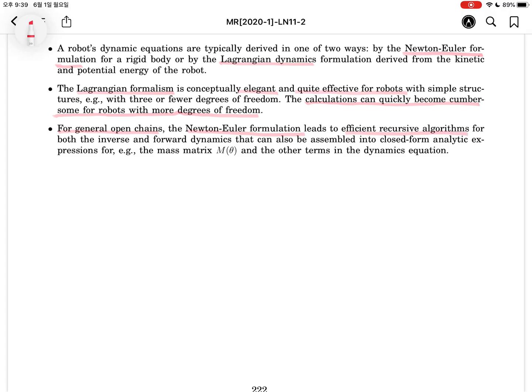On the other hand, for a general open chain robot system, the Newton-Euler formulation is very effective and leads to an efficient recursive algorithm for kinematics and dynamics. Inverse dynamics and forward dynamics can be derived using the Newton-Euler formulation. Also, nonlinear terms and gravity terms can be derived using the Newton-Euler formulation.